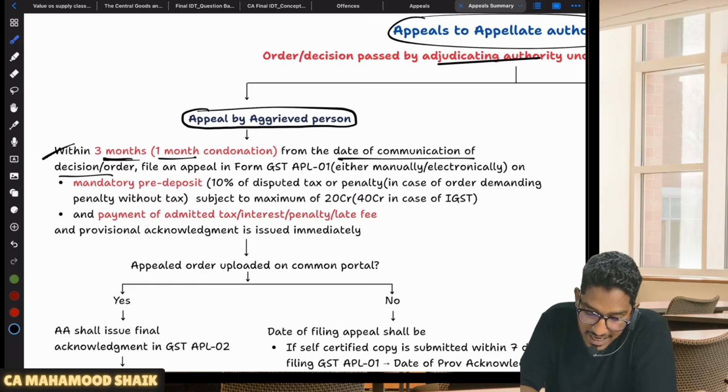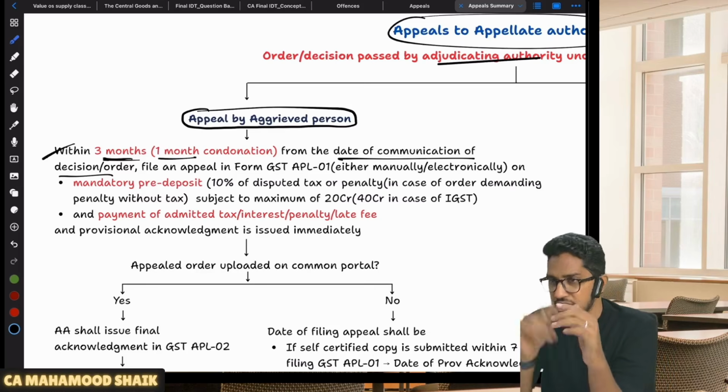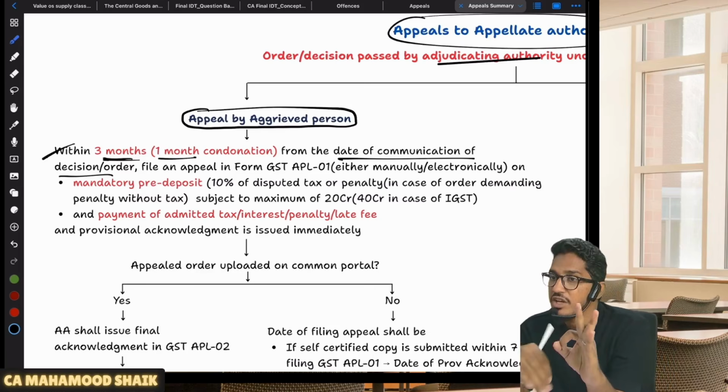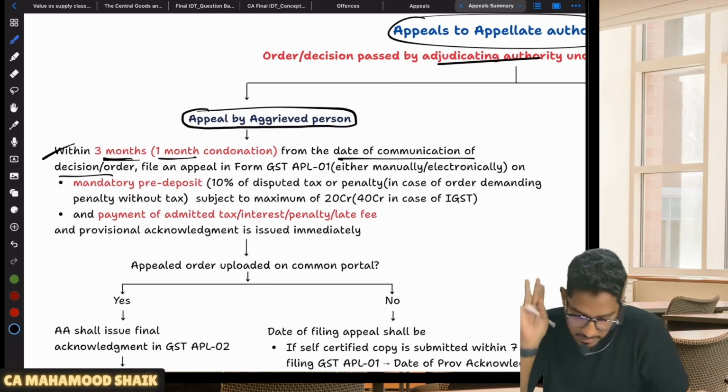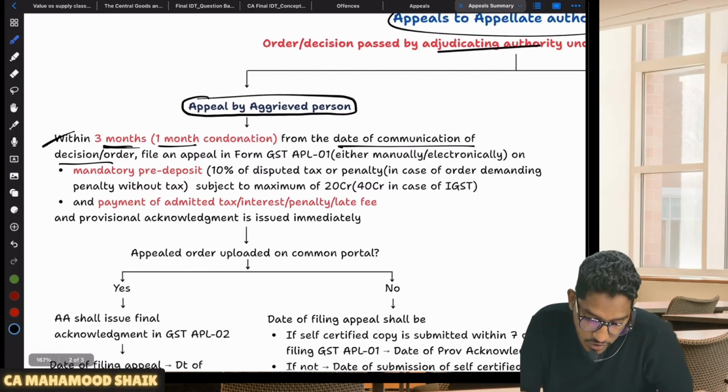However, if there is a valid reason, 1 month of condonation delay is permitted. Within 3 months, if you are able to show sufficient cause, they can give 1 month condonation delay. 1 month extra they will permit. And so you have to file an appeal.